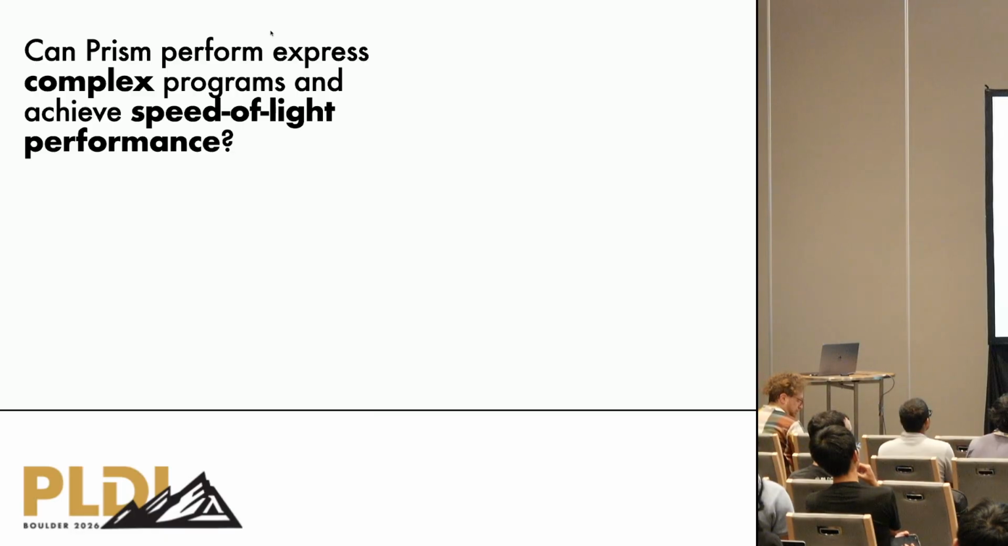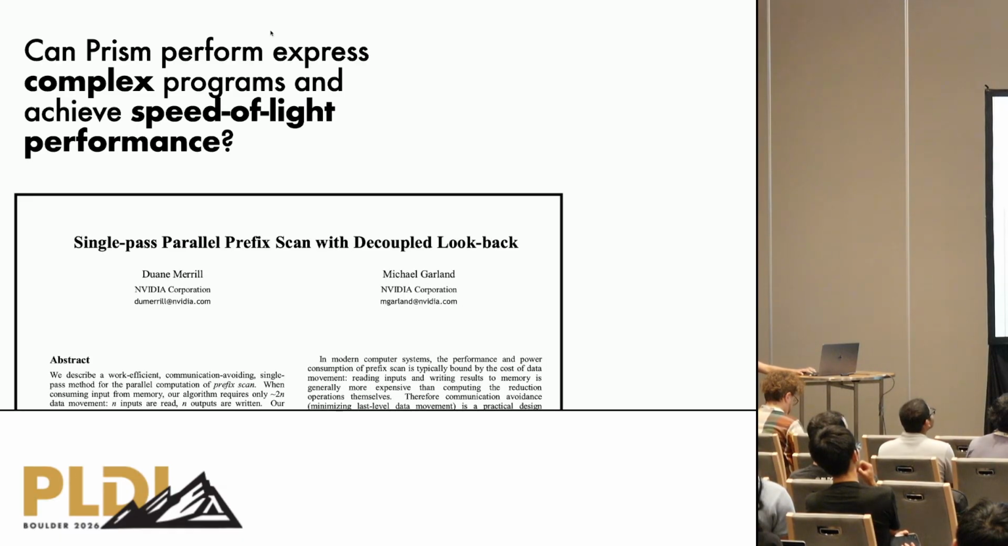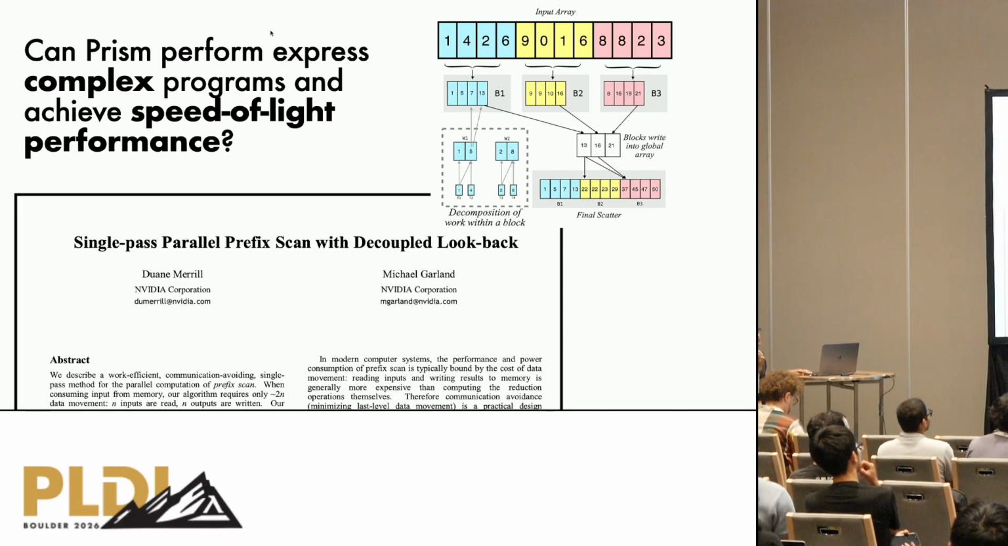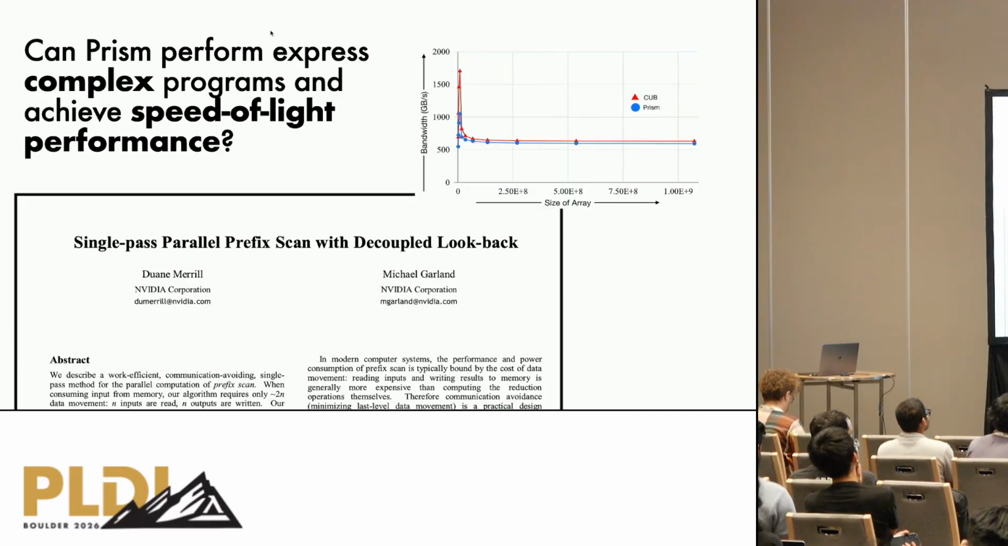Finally, we test whether Prism can actually perform speed of light computations. To do this, first we implement the single pass prefix scan algorithm with decoupled lookback. Here's a really scary picture to intimidate everybody. No need to understand this, but the upshot here is that the convergence and divergence that you see in this picture is actually fundamentally different from the ones in dense tensor programming. So basically, Prism can express a lot of variance, and we can match speed of light performance against existing libraries.